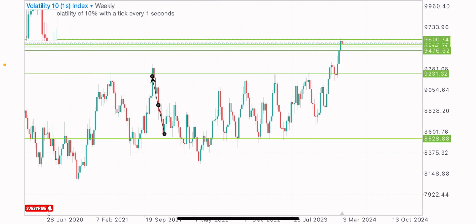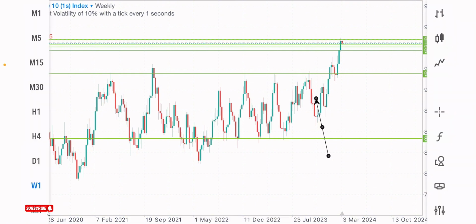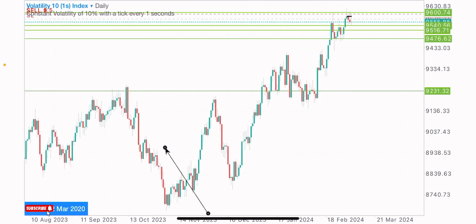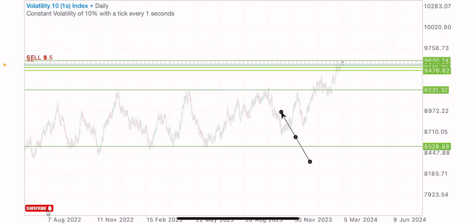So that's how to work with my zones on a lower time frame: how to identify these zones on a higher time frame, then go to a lower time frame to work alongside it. Now the market is actually bullish, right? Market is bullish on the daily time frame.